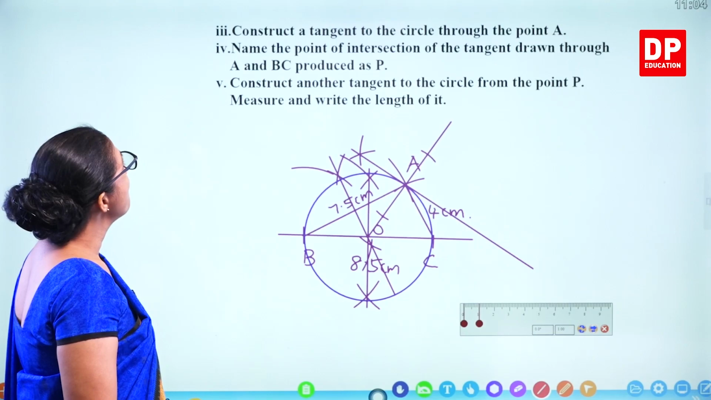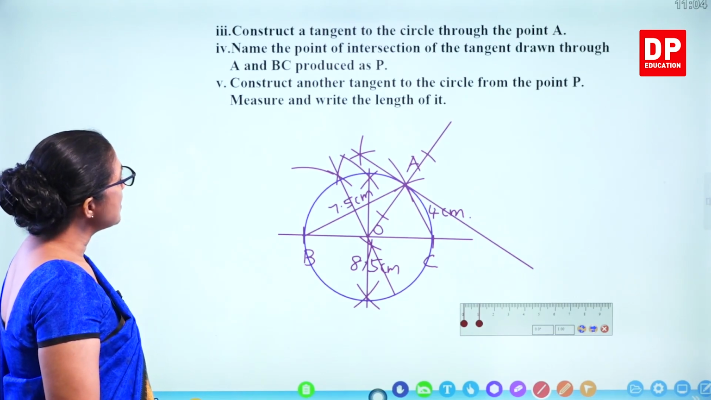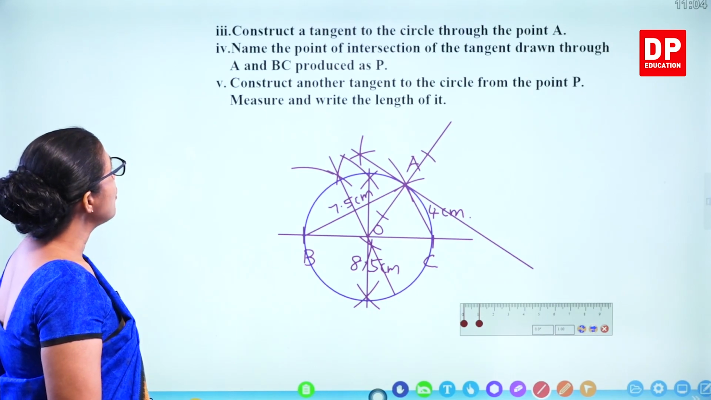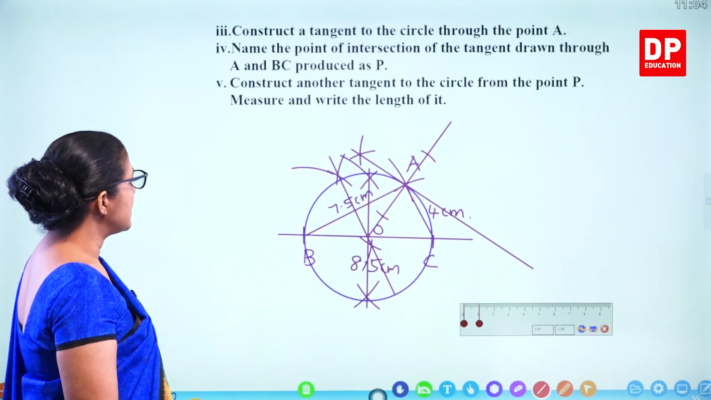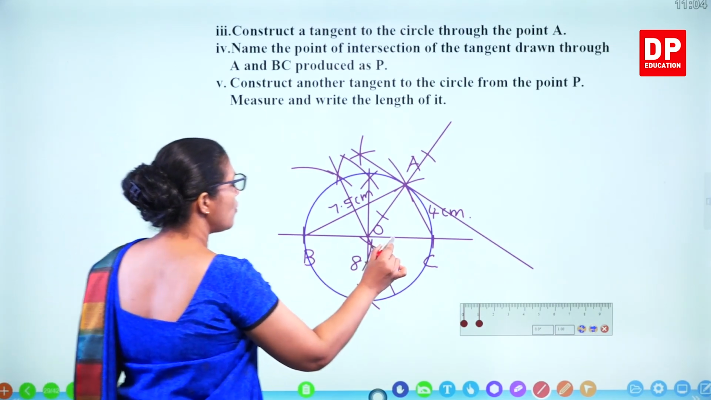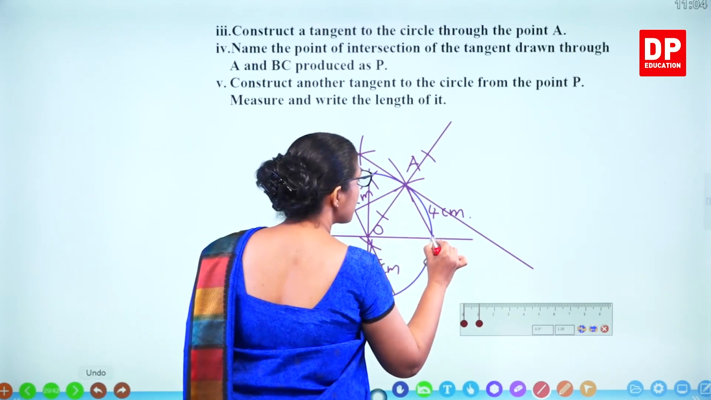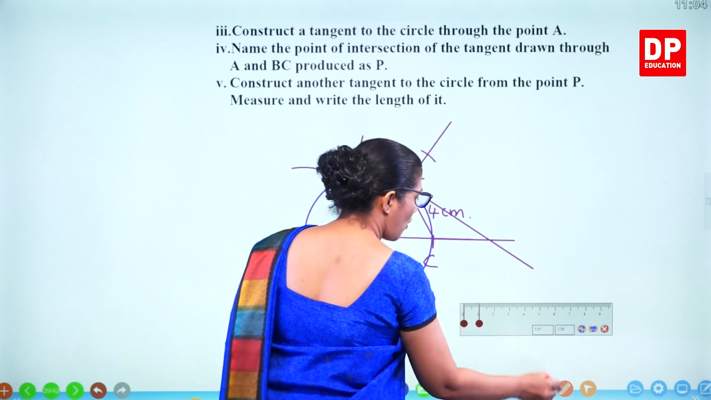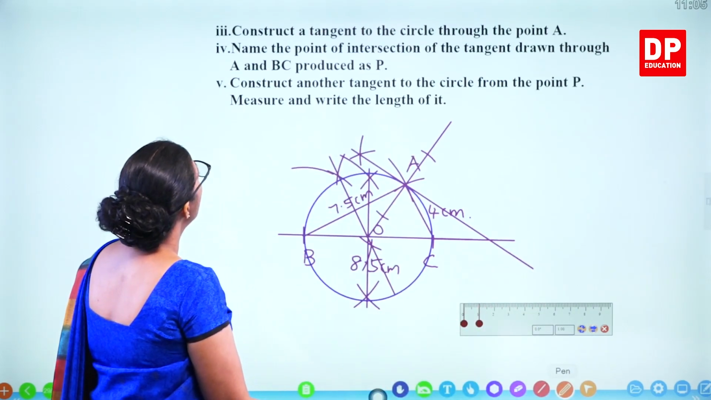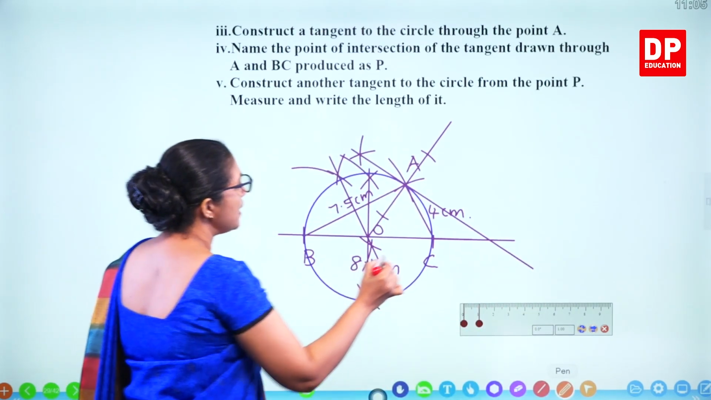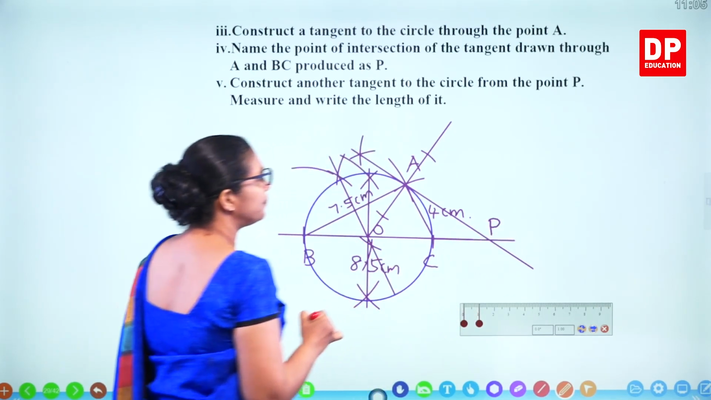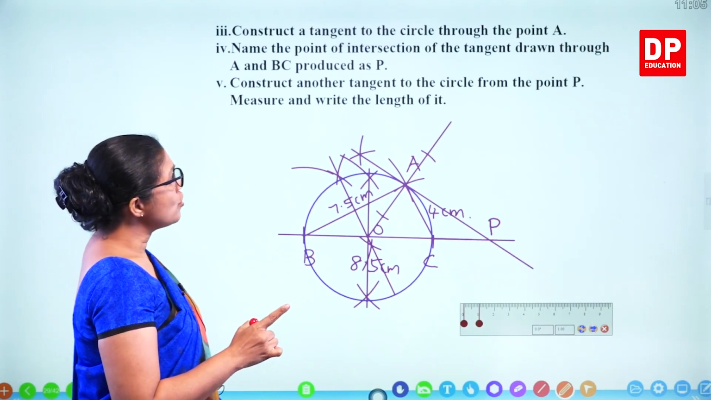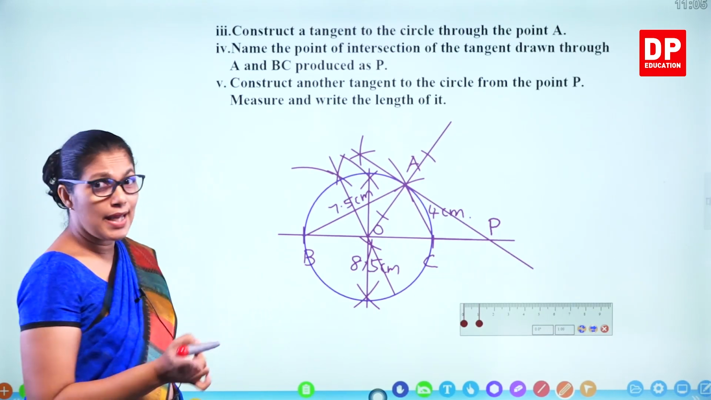And then name the point of intersection of the tangent drawn through A and BC produced. So this one you have to extend. We'll extend this line. So the intersecting point of these two, BC produced, is P. So this point is P. Construct another tangent to the circle from the point P.